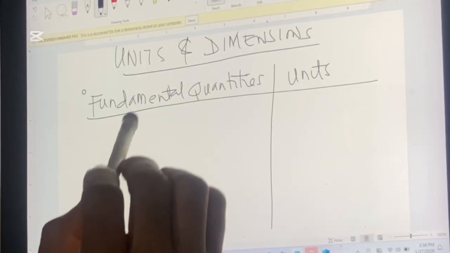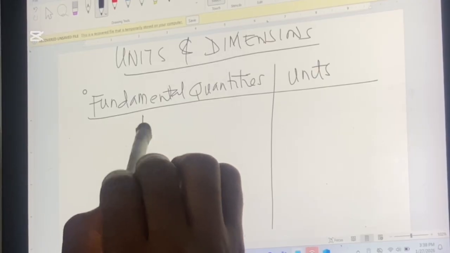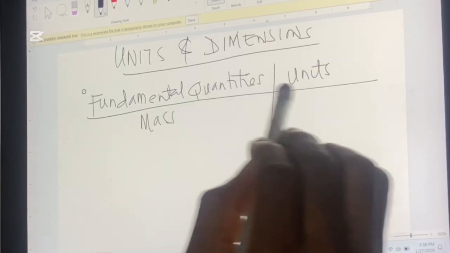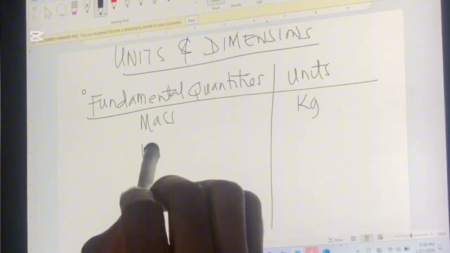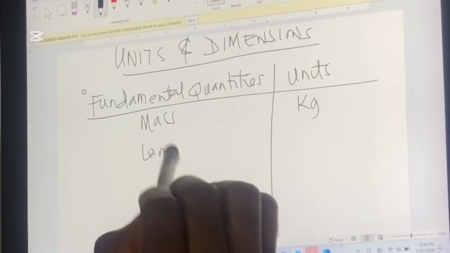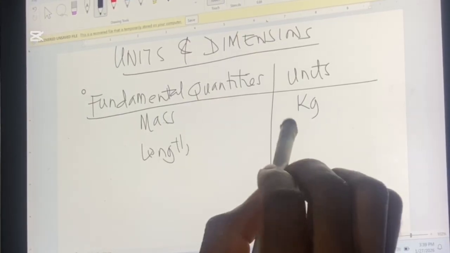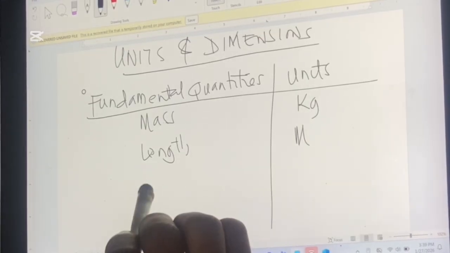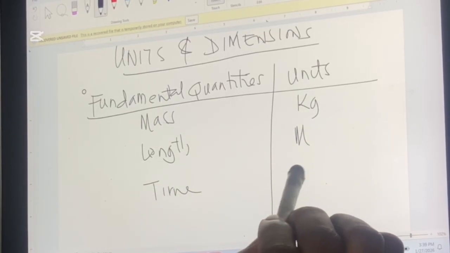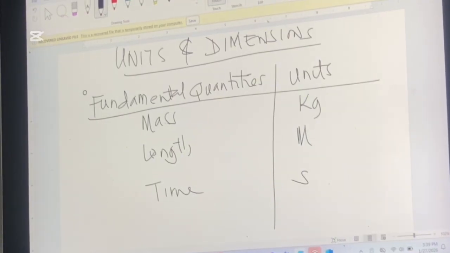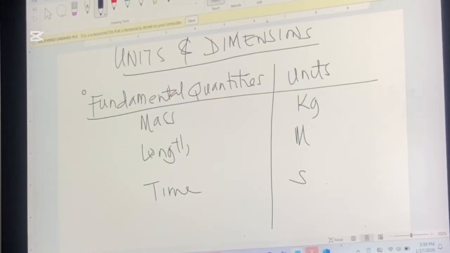Okay, the first fundamental quantity is mass and the unit is kg. The second is length and the unit is meter. The third is time and the unit is seconds. Please take note. So class, the question now is, what is the use of fundamental quantities?